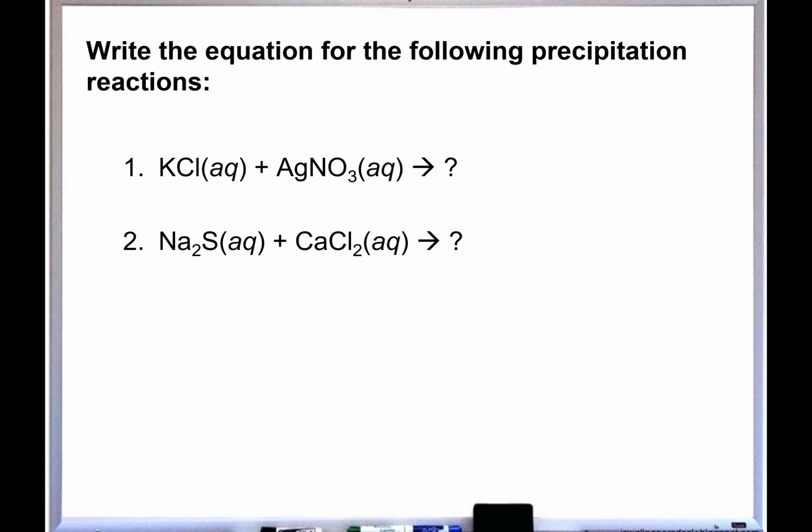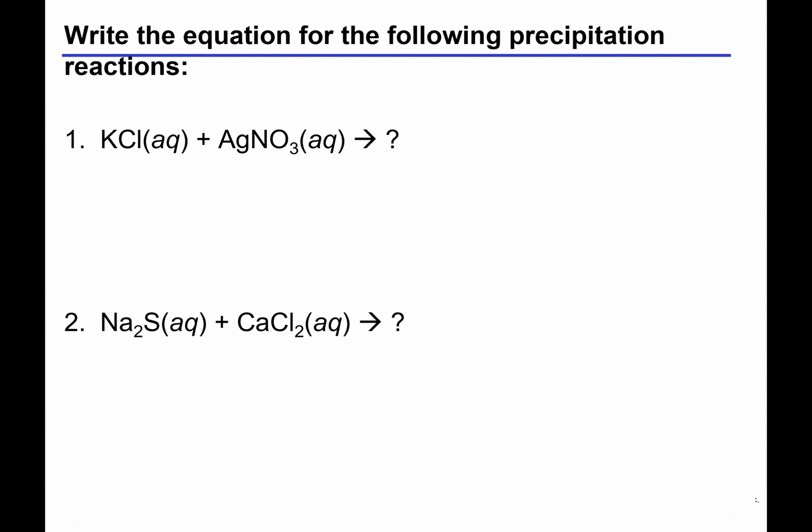Okay, so let's take a look at these. The first one, we have potassium chloride reacting with silver nitrate. And number 2, we have sodium sulfide reacting with calcium chloride. I'm just going to go through these with the text, but if you do have any trouble with these, please do let me know. But I feel like it's pretty straightforward now that you've seen one done the long way.